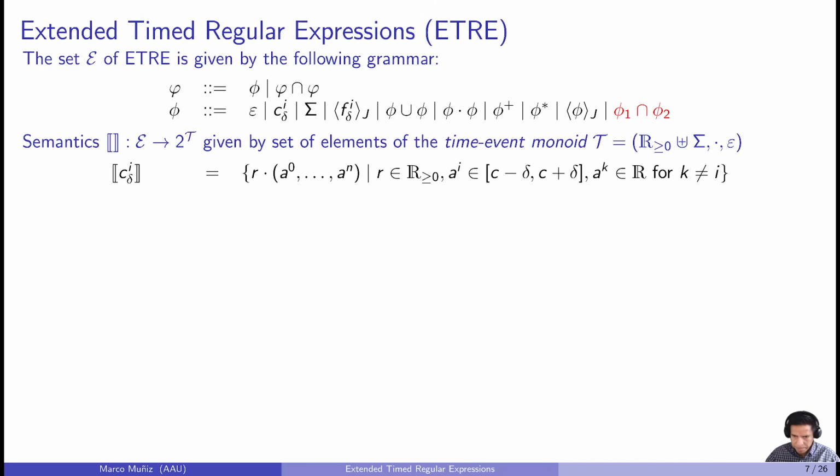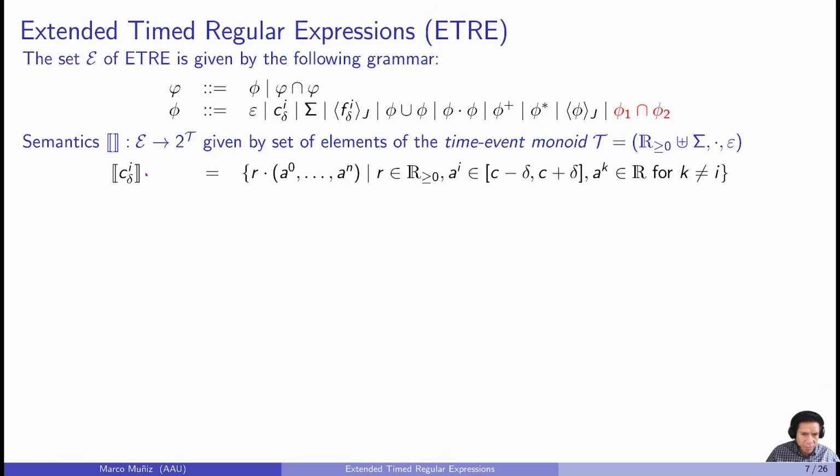The semantics for a regular expression give a set of elements in the time event monoid. For example, now let's consider some atoms. Our atoms are, for example, this constant, we have sigma, which is all the alphabet. We have functions and the time constraint operator, plus the traditional regular expression operators, the star operator.